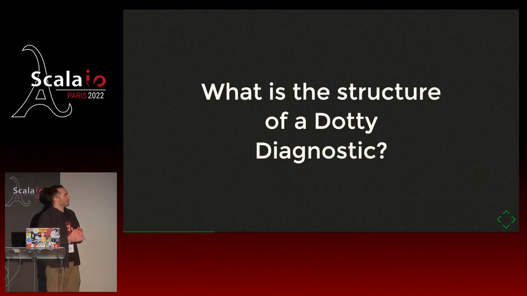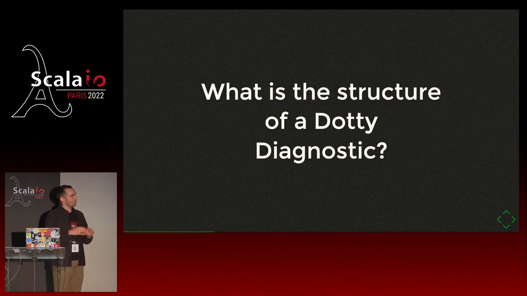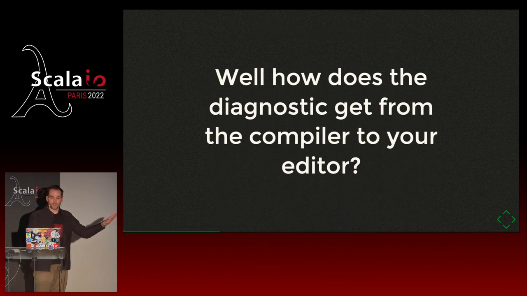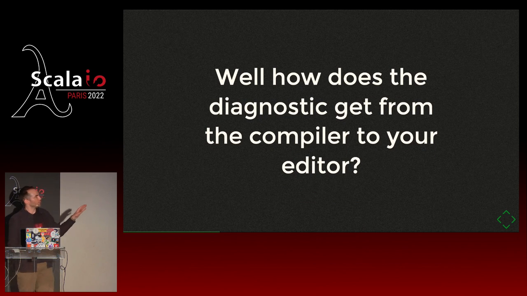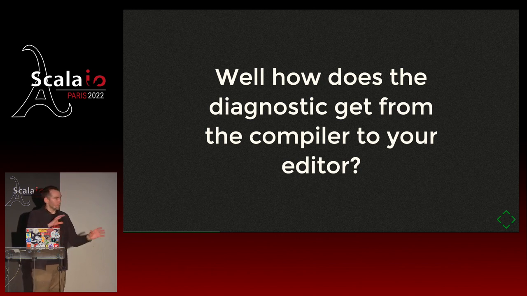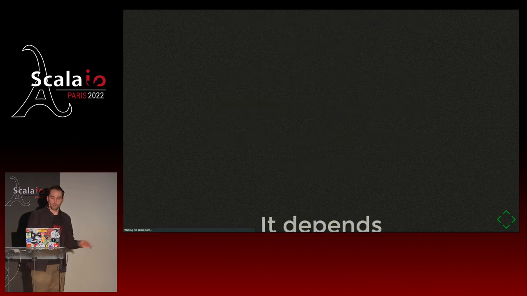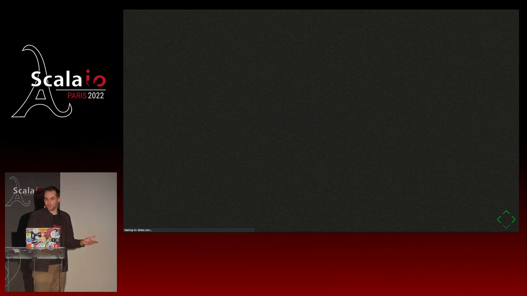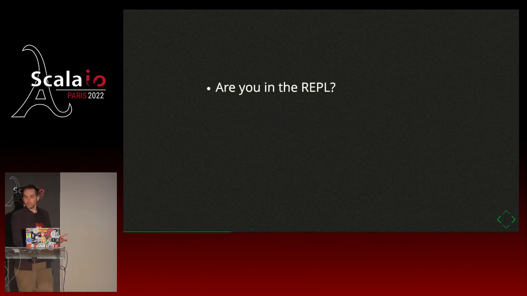In order to answer that question, we have to dig into diagnostics a little bit inside of Dotty. And for the most part of the talk today, I'll focus on Scala 3. And we have to answer this question first. Another way to phrase the question would be, how does the diagnostic get from the compiler to your editor? You sort of need to understand this as well when we look at what makes up a diagnostic. Maybe it seems a little unrelated, but we'll get into it. And the answer is, well, it all depends. Why? Are you in the REPL?